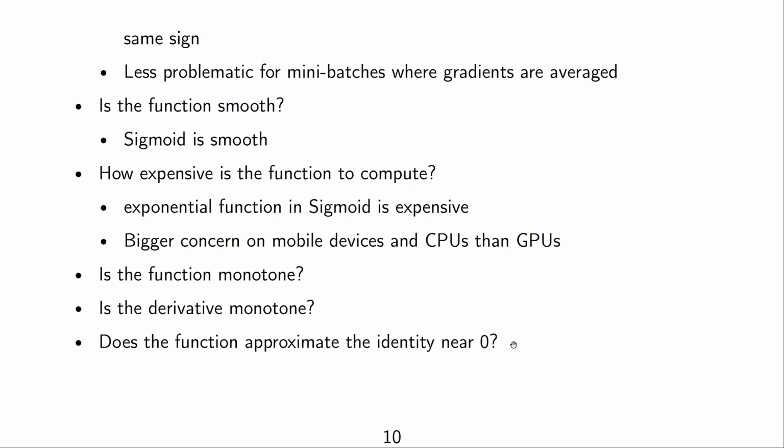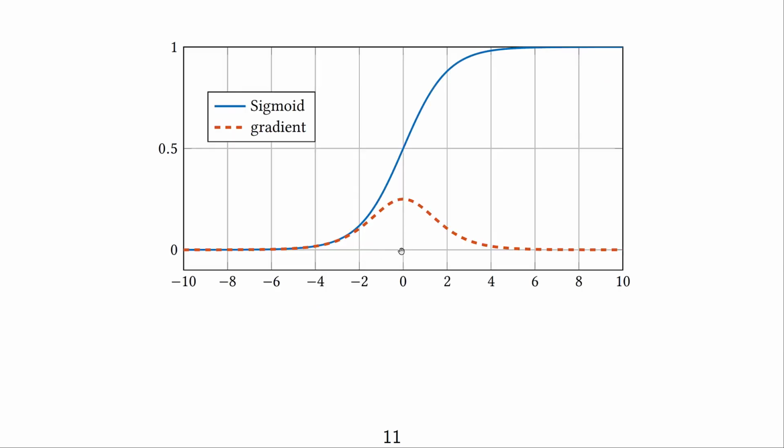Does the function approximate the identity near zero? This might be maybe a better way to phrase the problem of whether the output is zero-centered. What people argue sometimes as a good quality of an activation function is that around zero, the function approximates the identity. So around zero, you would actually like the identity function to go around here.